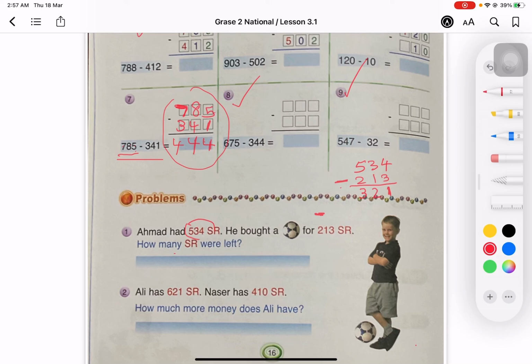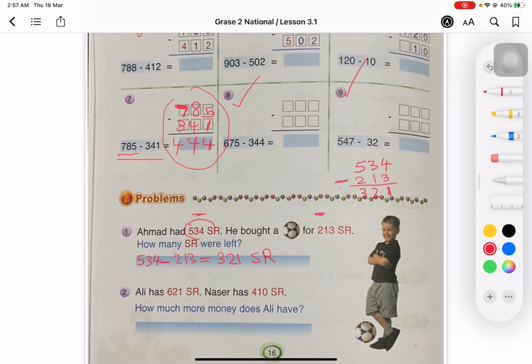You will start with the big money. He has 534. What did he do with it? He bought a ball, 213. So what happened to his money? Minus. When we put them under each other, how much does he have left? He has 321. And what is my unit? Riyal. Okay, so when you buy things, what will happen to your money? They will become less. So to know how much you have left, you need to do what? Subtract.